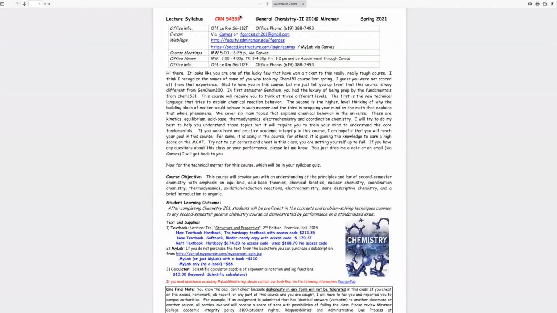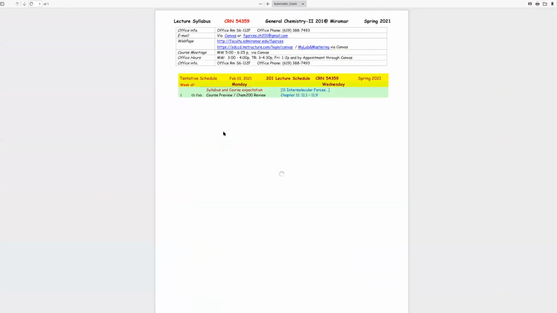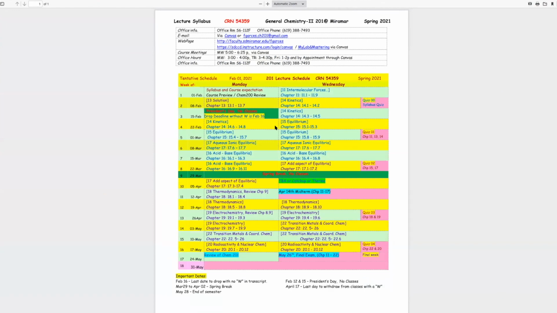So you guys are in general chemistry. What you need to do is, of course, download the syllabus, and it'll give you that page right there. And the schedule, which is just giving you the schedule that's found in the syllabus, which is that right there.